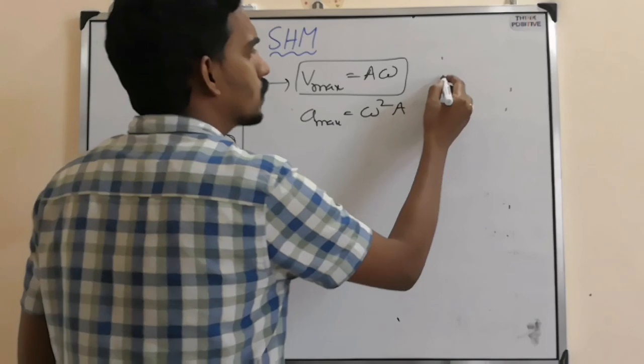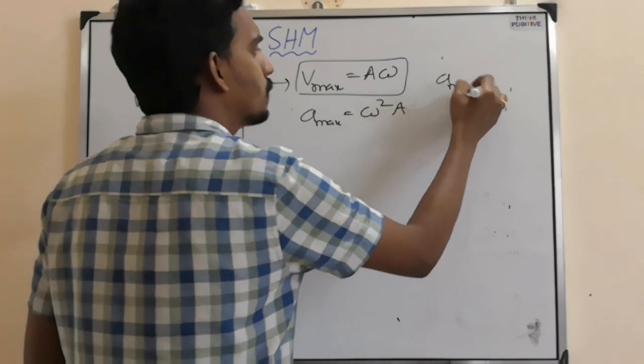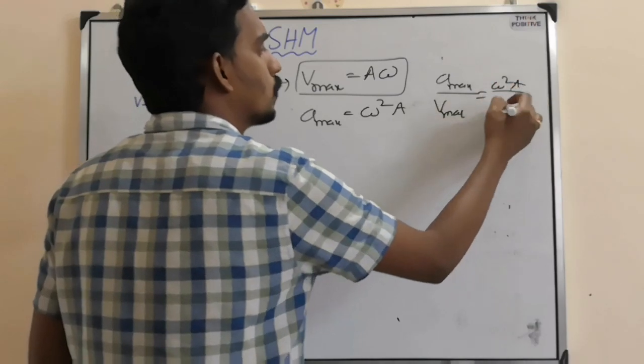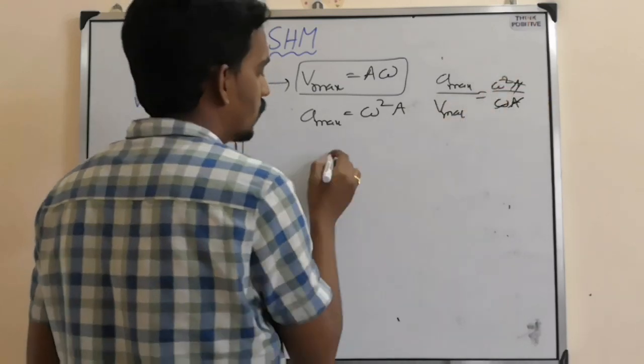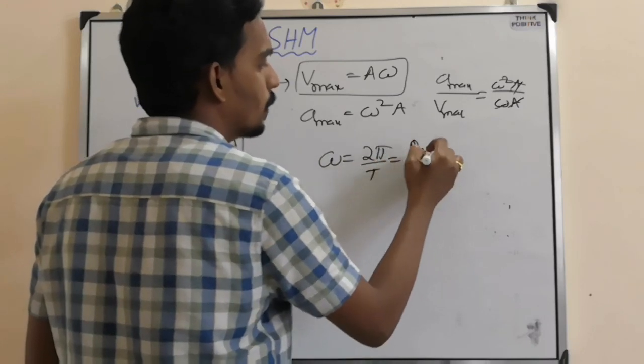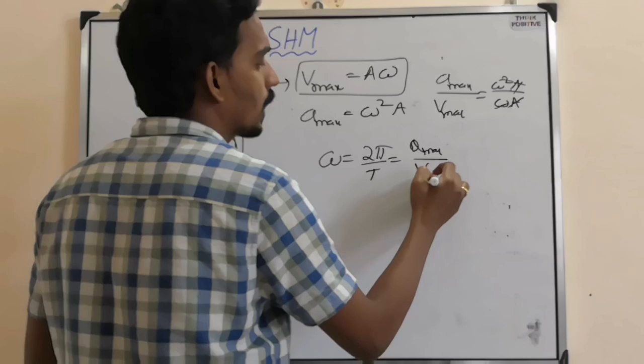Then based on this they can ask a question like A maximum by V maximum. If you take omega square A by omega A, they cancel. So you can find omega or the time period. That is A maximum by V maximum.